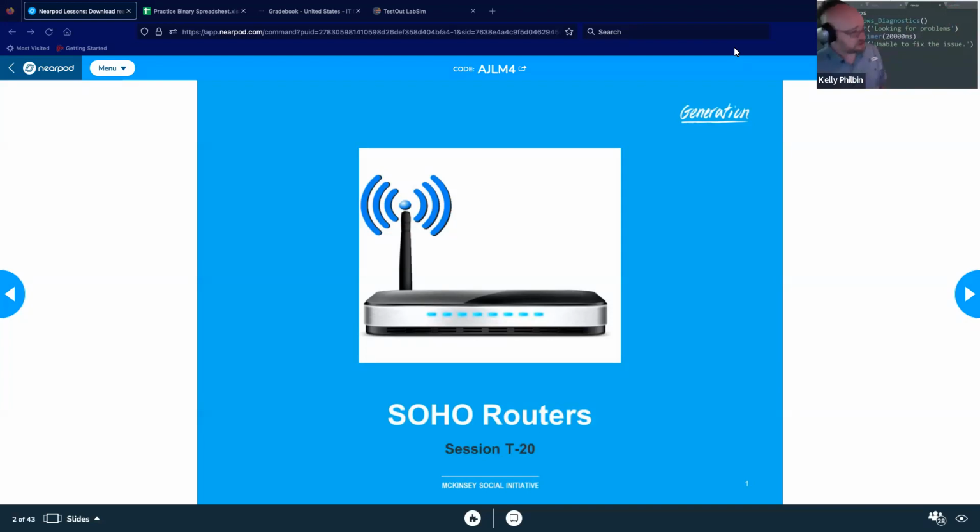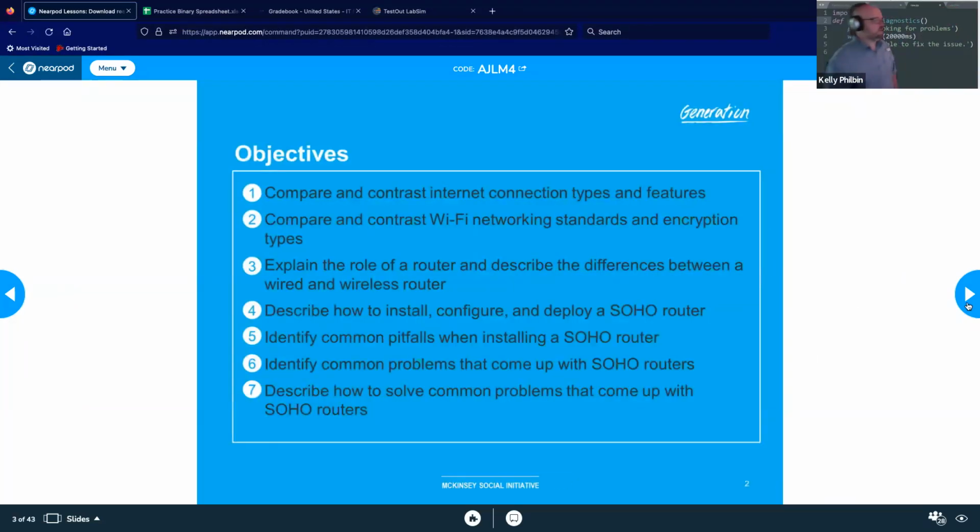Today, or this morning, we're going to be talking about SOHO routers, or Small Office Home Office. SOHO stands for that. We're going to be getting into the 802.11 standards, which we will need to know. We're going to be able to compare and contrast connection types and features for internet service, and talk about Wi-Fi networking standards and encryption types.